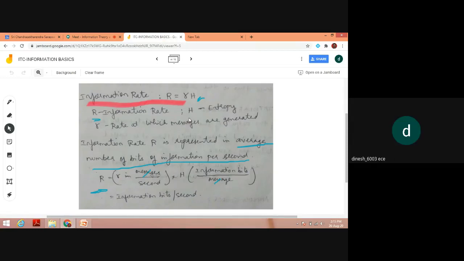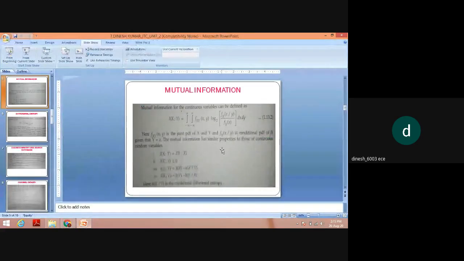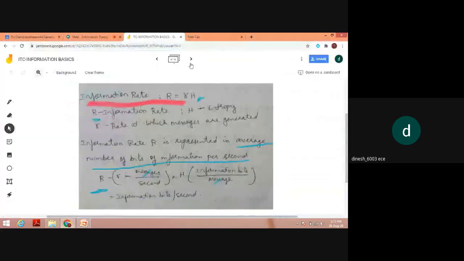This was yesterday's class, information basics, where we saw the definition of information rate. R is equal to small r into H. Capital R is the information rate, H is your entropy, and small r is the rate at which messages are generated, measured in information bits per second. From this we are going to derive mutual information. We are going to see what mutual information is. Let me go back to the Jamboard.